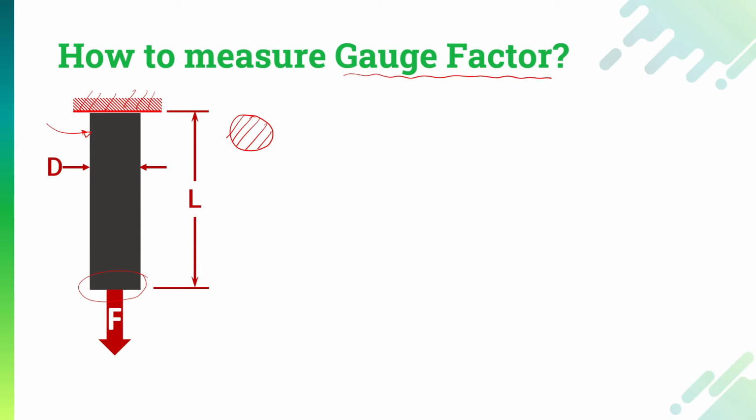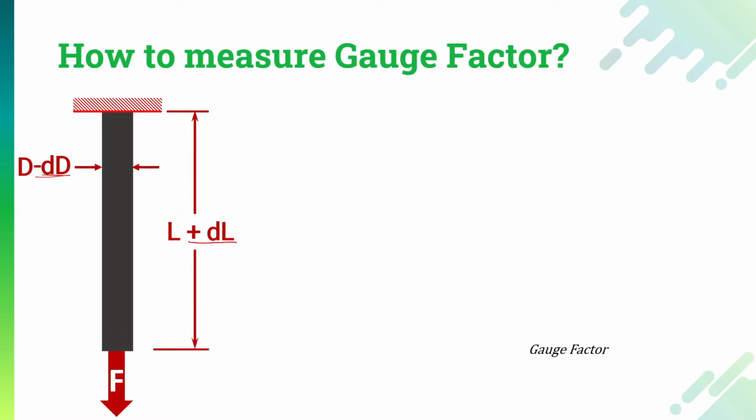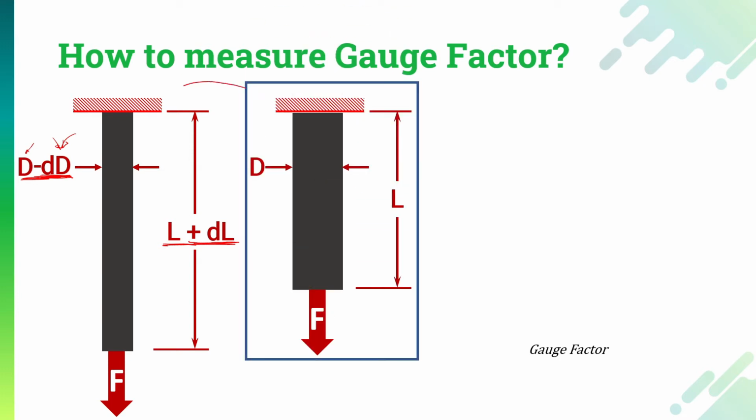Now whenever some force is applied on this wire, what is going to happen? The wire is going to get elongated, something like this. Let me say this elongation gives an extra length of dL. So the final length will be L plus dL, and the diameter will reduce by dD, so the final diameter will be capital D minus dD. So this is the initial figure and this is the final figure, for your observation.